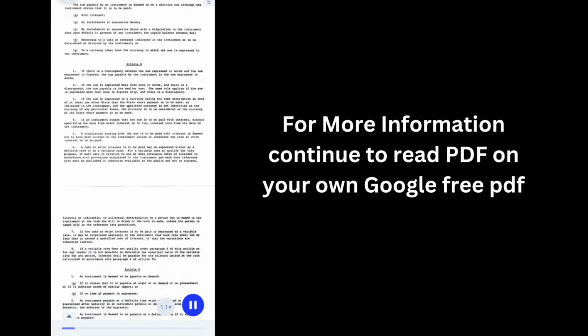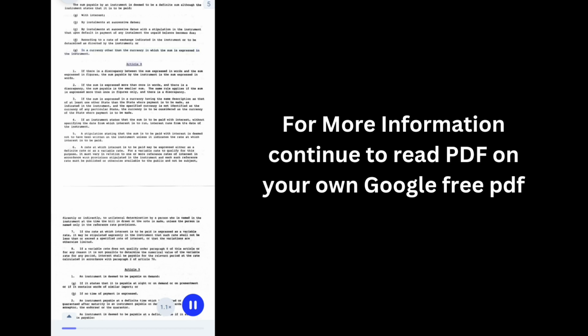Section 2. Interpretation of formal requirements. Article 7. The sum payable by an instrument is deemed to be a definite sum although the instrument states that it is to be paid with interest, by installments at successive dates, by installments at successive dates with a stipulation in the instrument that upon default in payment of any installment the unpaid balance becomes due, according to a rate of exchange indicated in the instrument or to be determined as directed by the instrument, or in a currency other than the currency in which the sum is expressed in the instrument.